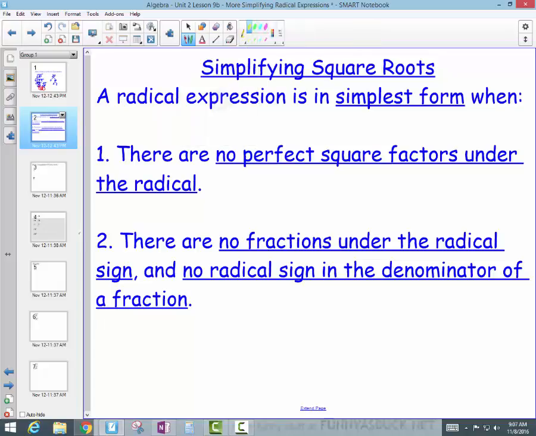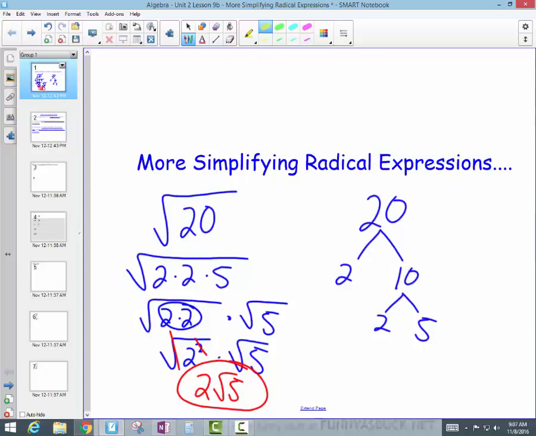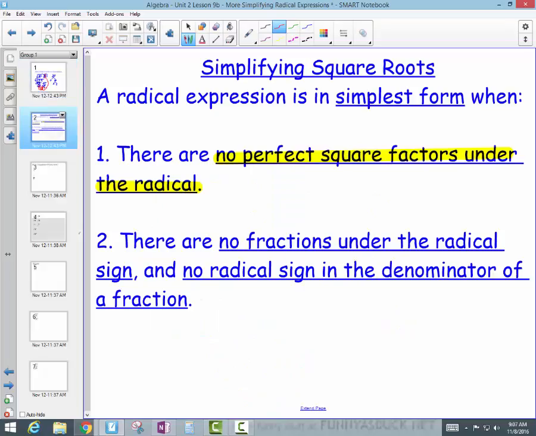And the one that we've worked on the last couple of days is number one, no perfect square factors under the radical. So for the example that I just gave you back here, there was a perfect square factor under the radical. If you look at the square root of 20, that's the square root of 4 times 5. And since 4 is a perfect square, there was a perfect square factor under the radical. So we had to simplify that down. That's the rule we've been working on, no perfect square factors under the radical.